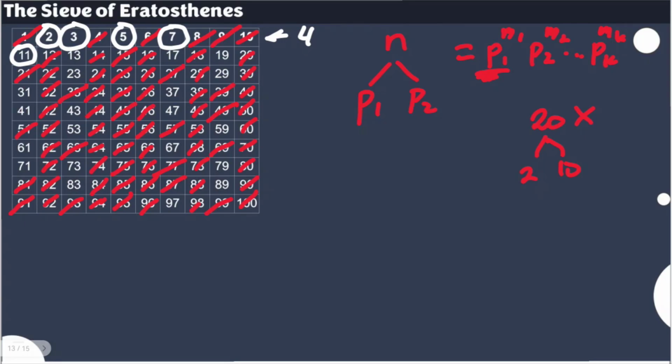So 11. Next here is 13. 13 is a prime number. Multiples of 13 are 26, 39, 52, 65, 78, 91, if I'm correct, 91. Yes, 91 can be divided by 13. Okay, and that's it. Now, the next prime number is 17. Obviously, as you go further, you can see that some numbers are already removed because they were multiples of the previous prime numbers. So 17. Next is 19.